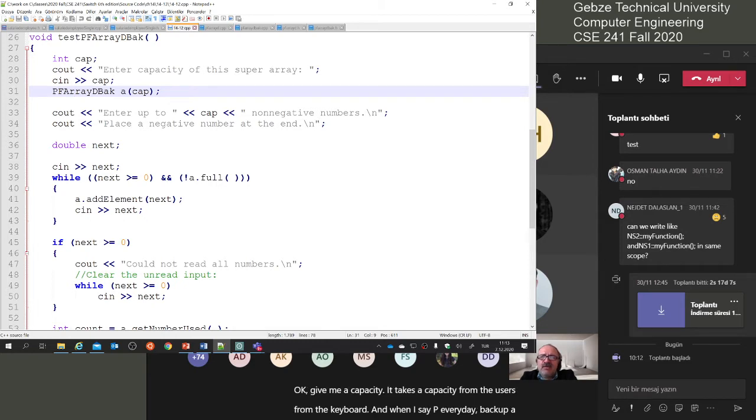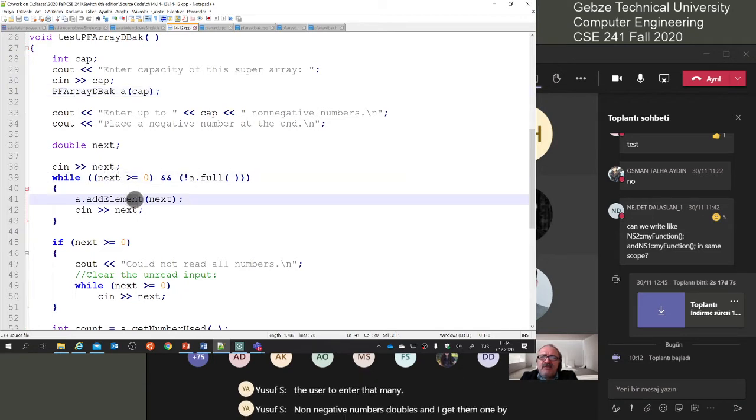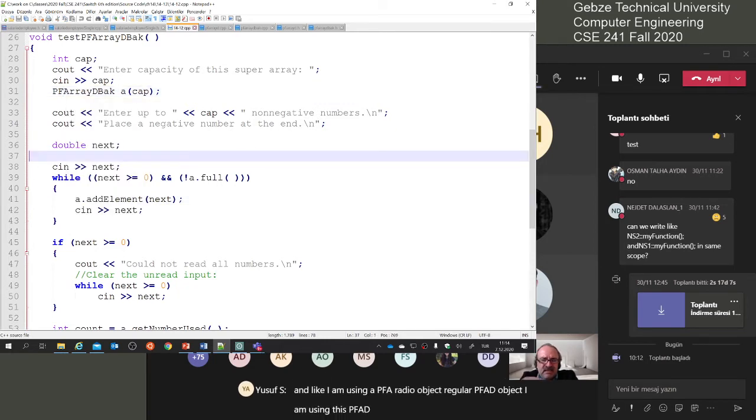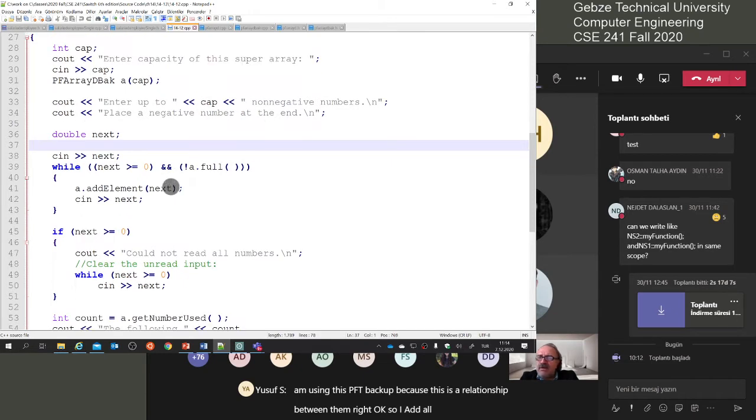When I say pfarray backup a capacity, it makes an object of that capacity size, and I ask the user to enter that many non-negative numbers, doubles, and I get them one by one. Like I am using a regular pfarray object, I am using this pfarray backup because there is a relationship between them, right? So I add all of my elements. I don't know how many I added. Maybe capacity of them, maybe before that, but I added many of them.